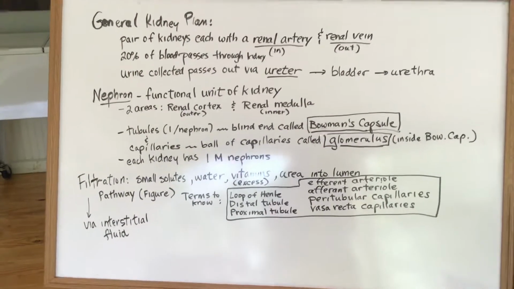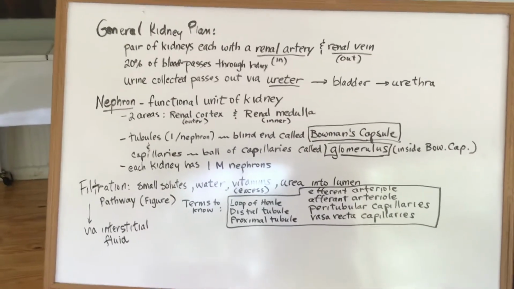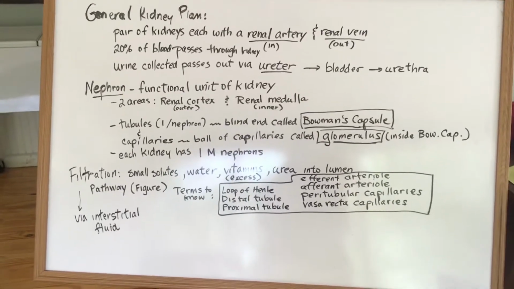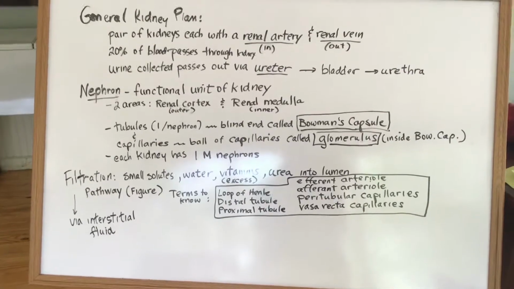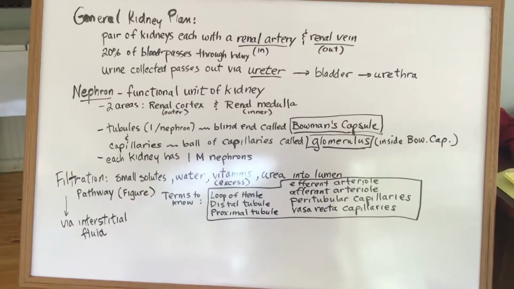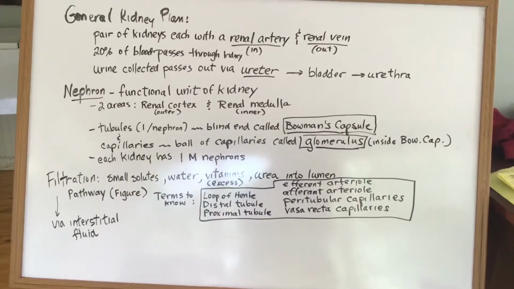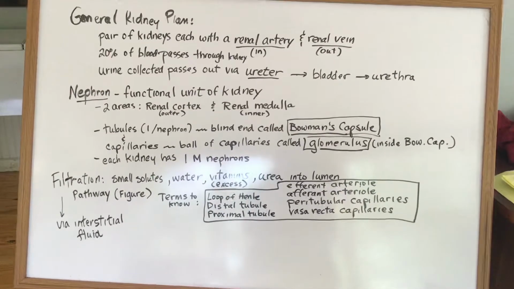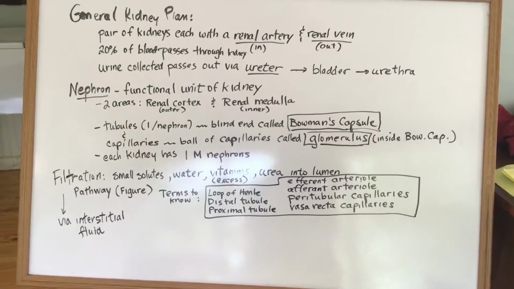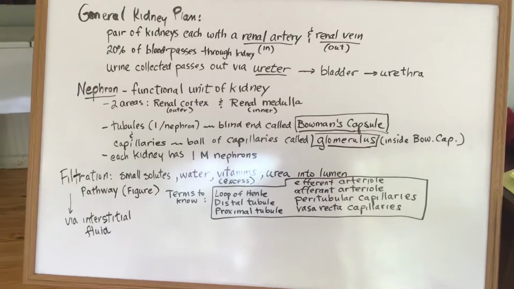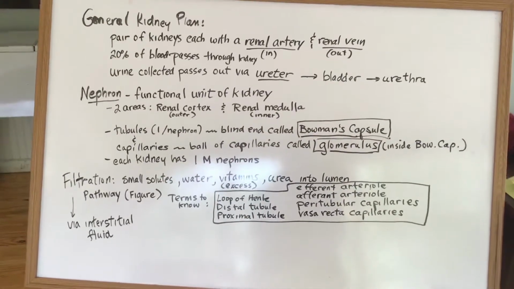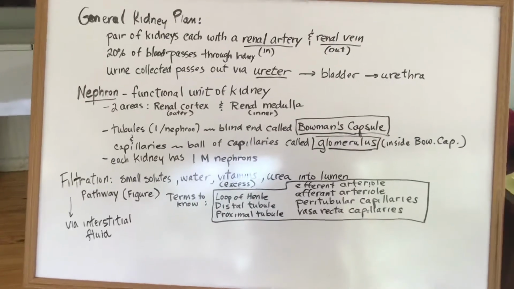Talking about the general plan of the human kidney. Basically, as we said last little piece, there's two kidneys, and they're usually on the top side, that is the dorsal side of the body. And they have a couple of major arteries and veins running there. The renal artery is coming in, and the renal vein is leaving. Usually, about 20% of the blood passes through the kidney at a time, or a day, I guess.